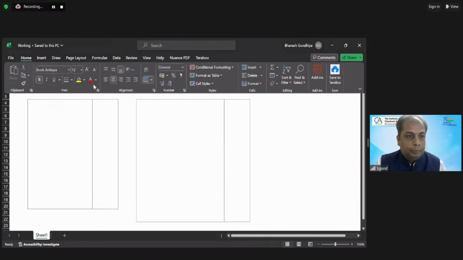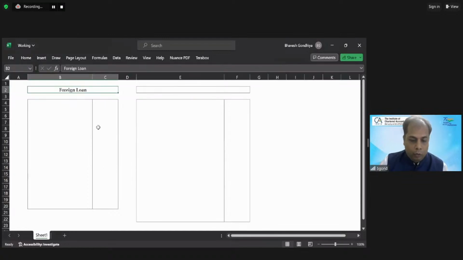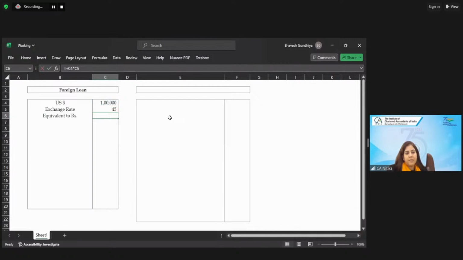So let me take one small example on this foreign loan. Assume that you have taken one foreign loan of US dollar 1 lakh, and the exchange rate is 45. So I would say equivalent to rupees 45 lakhs. 45 lakhs. Very good, ma'am. So you are with me, and I hope everybody will be with me with this example. So I got 45 lakhs equivalent to rupees.